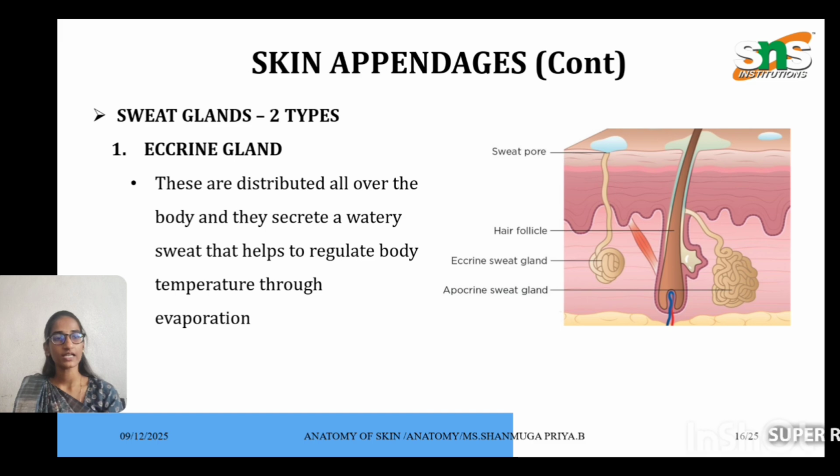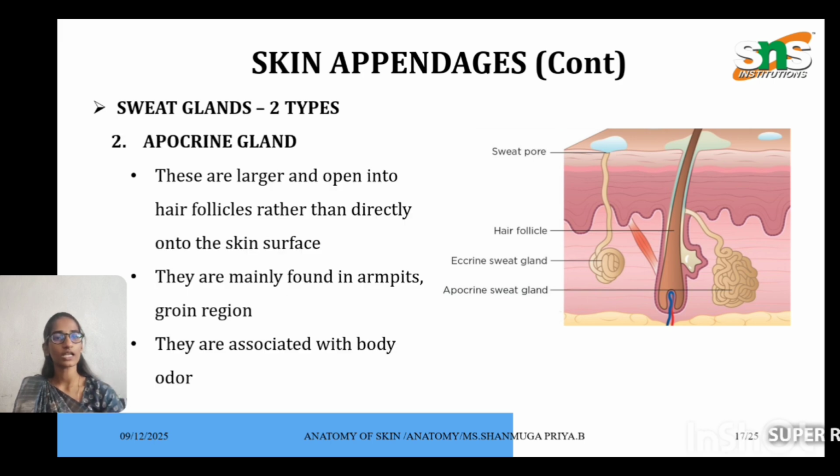Sebaceous glands secrete sebum, an oily substance that lubricates and protects the skin and hair. Next, the sweat glands are the glands that secrete sweat. There are mainly 2 types of sweat glands, eccrine glands as well as apocrine glands. Eccrine glands are widely distributed all over the body, and they secrete a watery sweat that helps to regulate body temperature through evaporation.